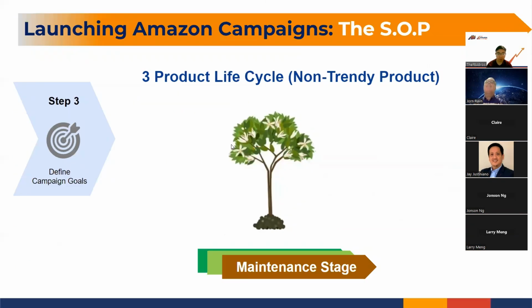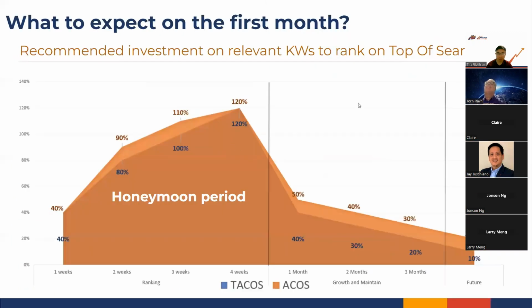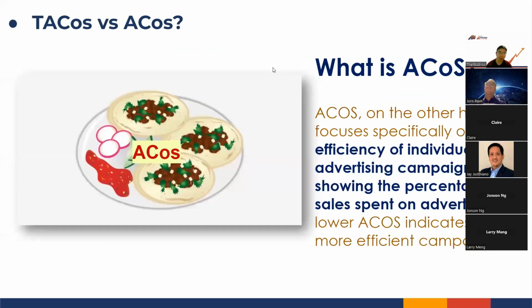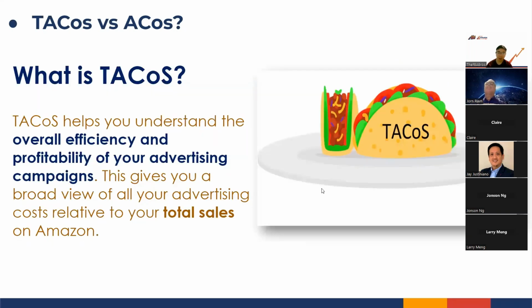Where were we? Yeah, we're on this graph. Now, I think you guys know what TACOS and ACOS are, right? I went through this in module 1, but just a refresher. TACOS is like an entire basket. They cover everything. That's why it's like a taco holding all the ingredients. It's everything, including your organic sales. That's how I imagine TACOS to be.